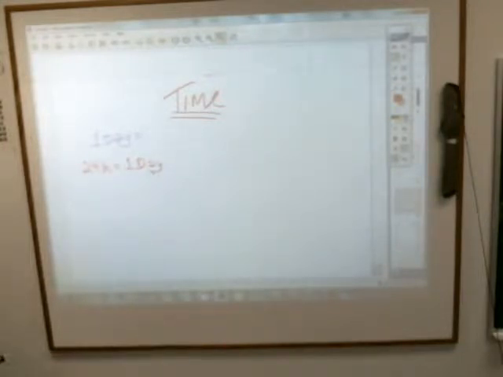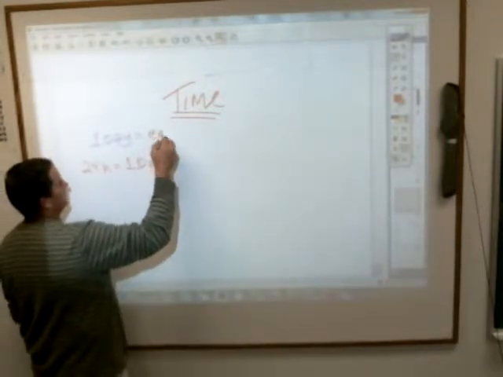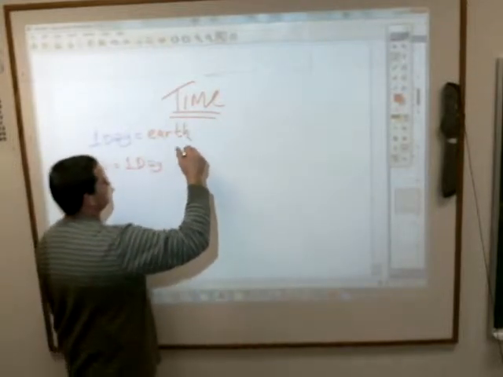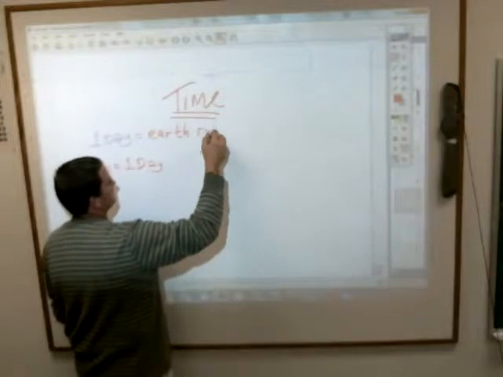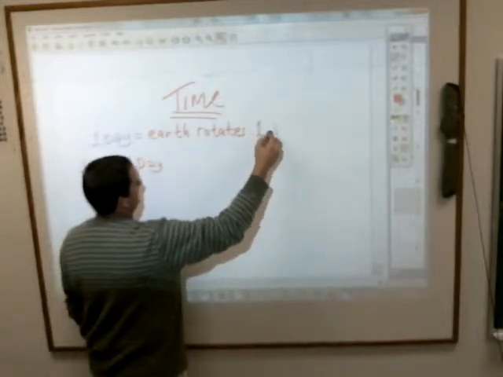Ryan? Earth spins on its axis. Yes, and we call that the Earth making what? 1 revolution? Or 1 rotation? Rotation is day, revolution is year. So Earth rotates 1 time in a day.